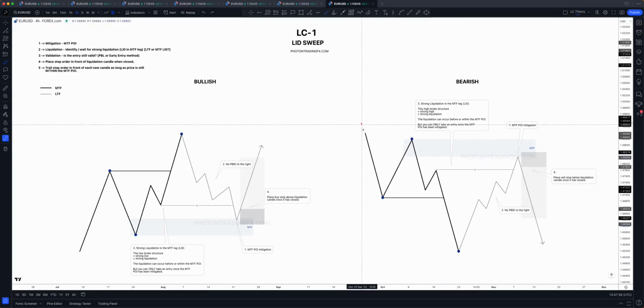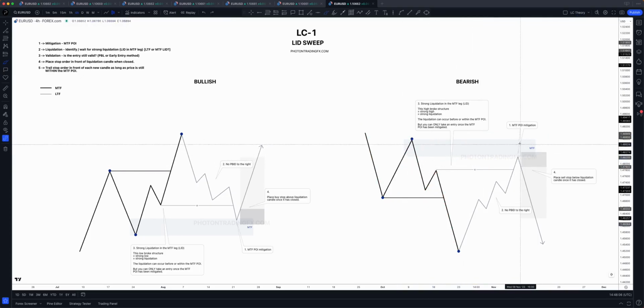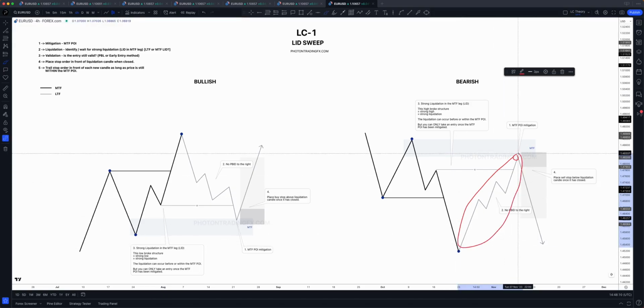So bearish scenario, same thing, right? Medium time frame, breaker structure to the downside. We're looking for shorts from our POI. So step one is always wait for your POI mitigation. Okay, step two, has there been a strong liquidation in the pullback? Well, have any of these highs broken lows to the left?